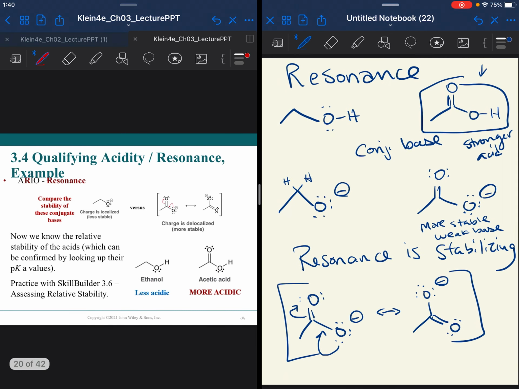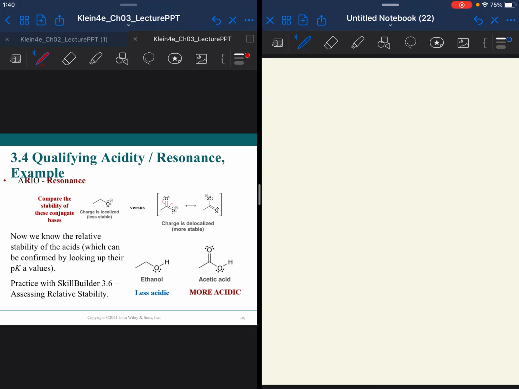Before we get into induction, I want to show you another example. Number of resonance structures can also make something more stable. So for instance, let's say we were comparing this alcohol here to this alcohol on a benzene ring.